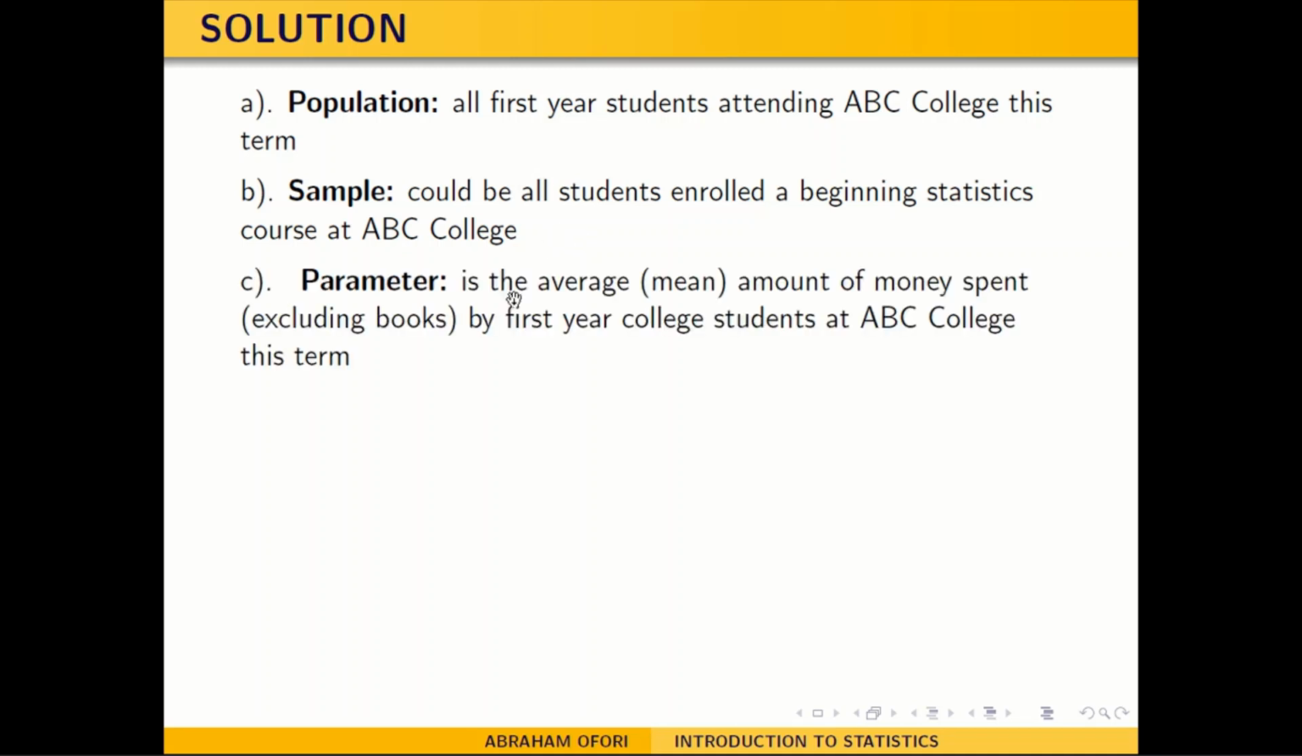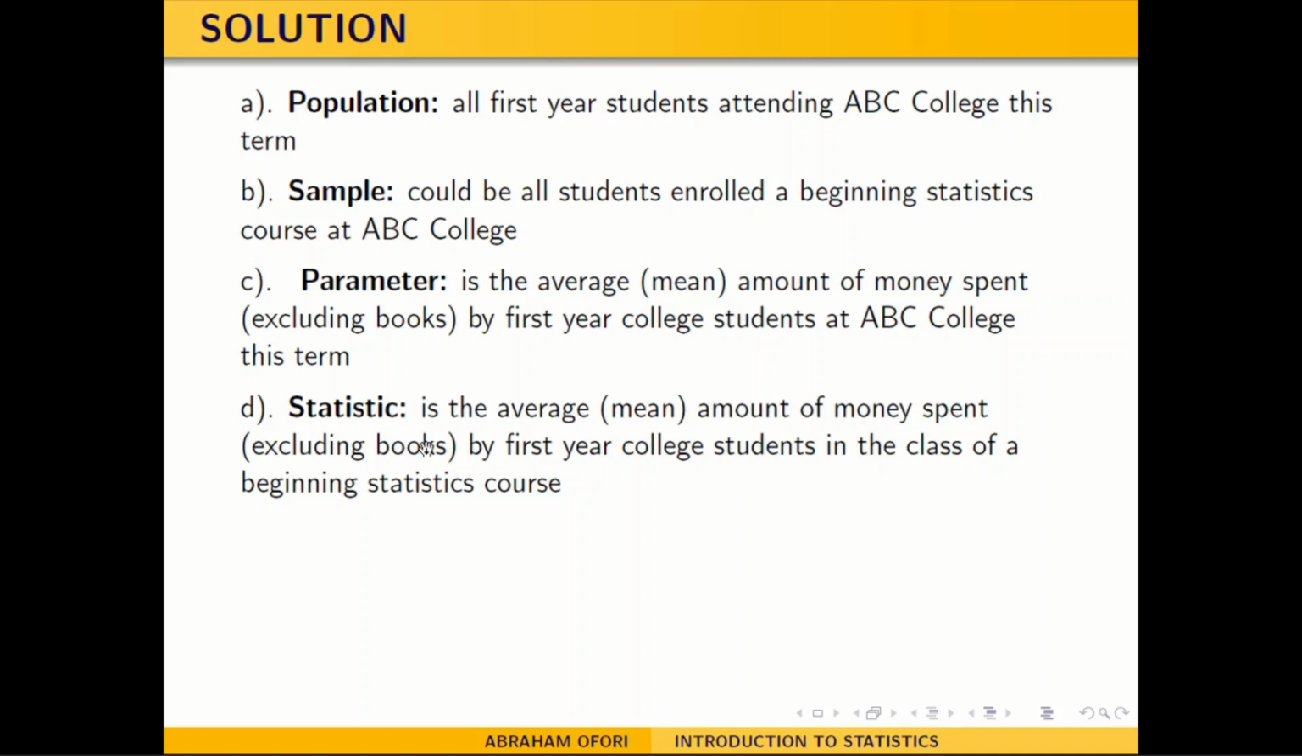All right. Now, parameter. Parameter is the average mean amount of money spent, excluding books, by first year college students at ABC College this term. So you can see that the parameter is actually talking about all the students and the average amount of money that they spend excluding books. Okay, so it's talking about all first year students.